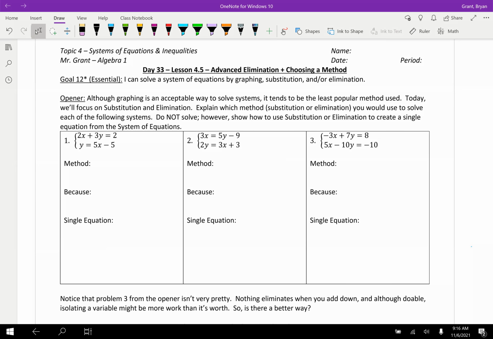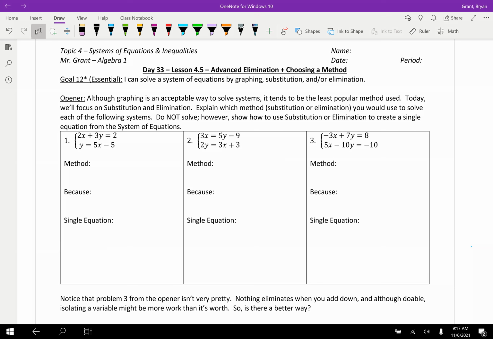Welcome to your last day, not of Topic 4, we have a couple lessons left here, but your last day of solving systems of equations. We're going to focus on two things today. First, we're going to learn a few more tricks to help you with elimination. And then second, we're also going to focus on how to know when to use each method.